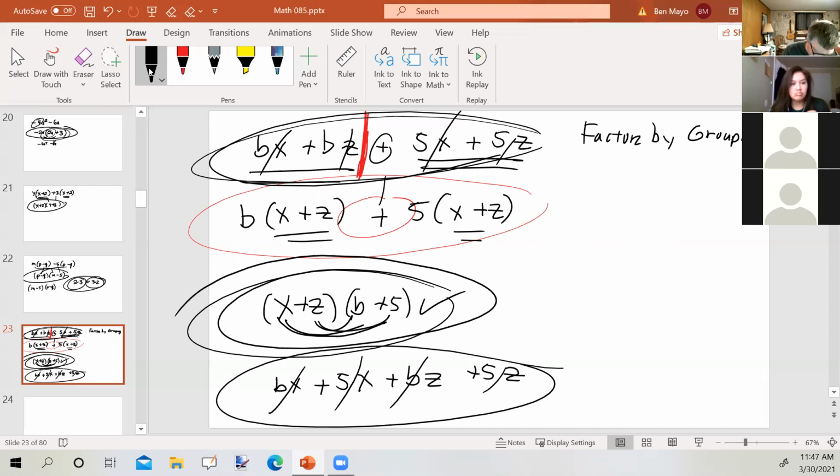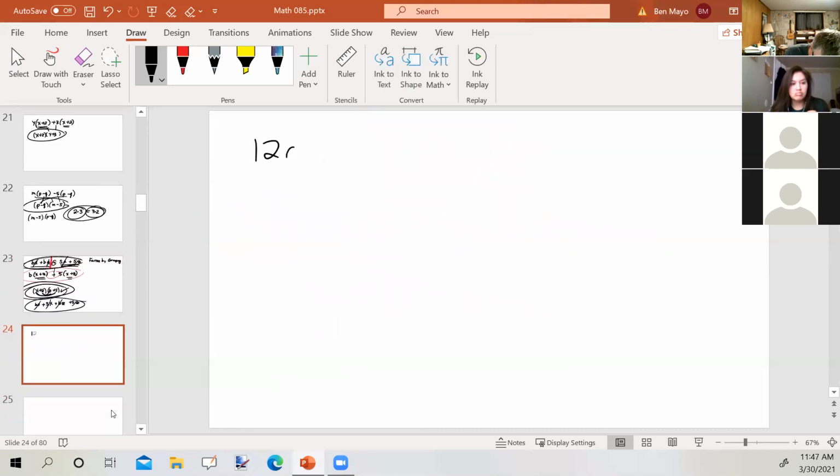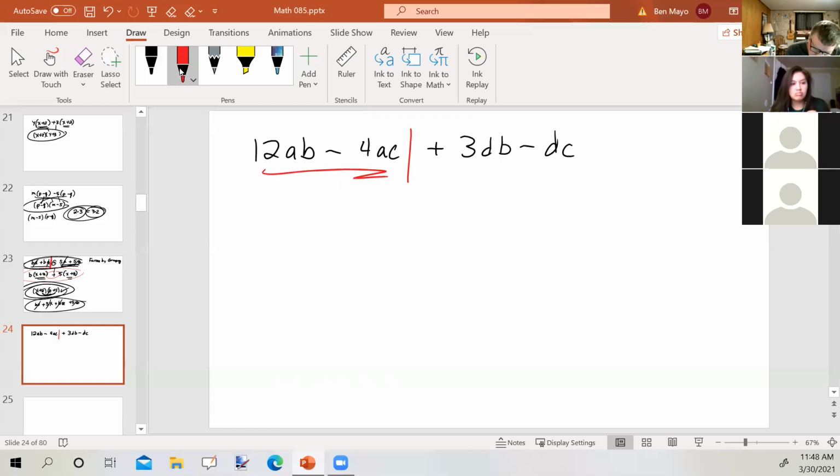Okay, let's take a look at this problem. 12ab minus 4ac plus 3db minus dc. So again, we've got 4 terms, and again, the directions say factor by grouping. There's no greatest common factor for all 4 terms, so I'm going to break it up into 2 groups of 2. Looking at the first group, the greatest common factor is 4a, so I have 3b minus c.